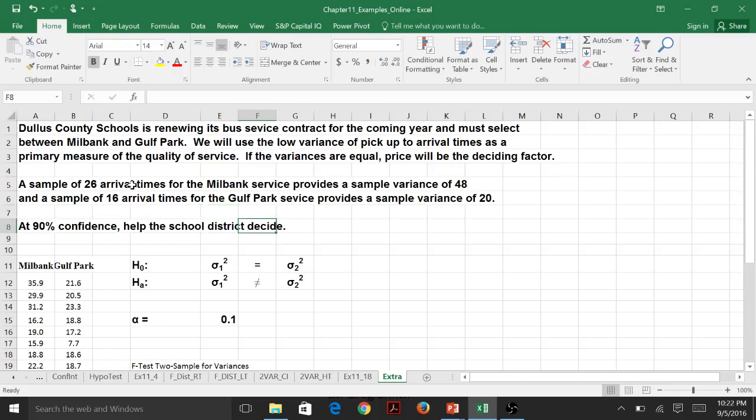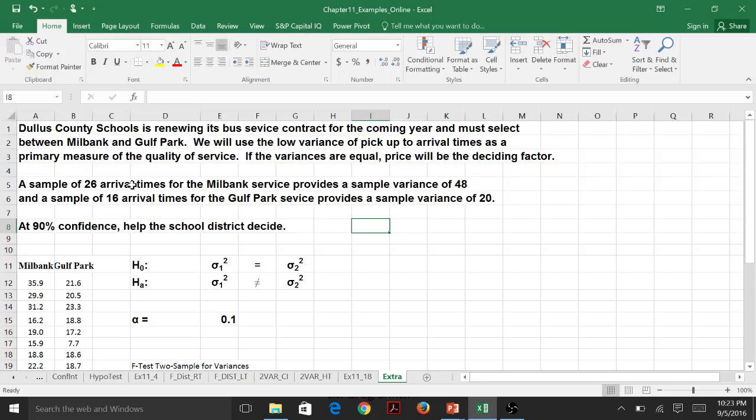Say we have 2 bus services, and you're trying to see if the school district will renew the bus service contract. Their competing brands are Millbank and Gulf Park. Whichever one has the lower variance of pickup is the primary point of service quality. If the variances are equal, price is the deciding factor. So ultimately, if they're equal, price is the most important, but if you can show that one is less than the other, you'll pick the one that has less variation because the arrival times are so important, especially if you're a parent waiting out for kids. You know how important that is. 5 minutes here, 20 minutes there.